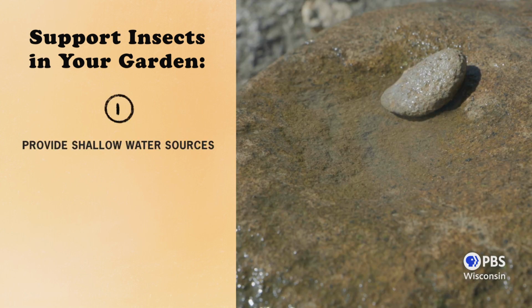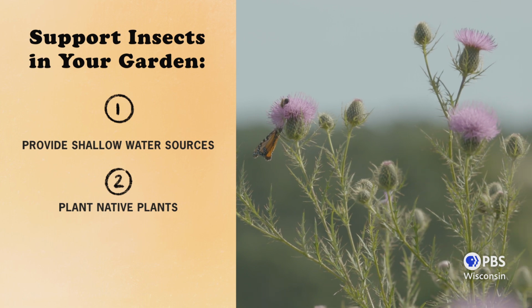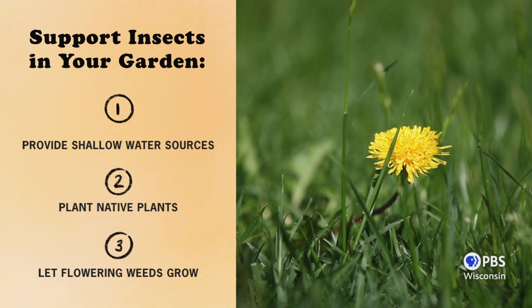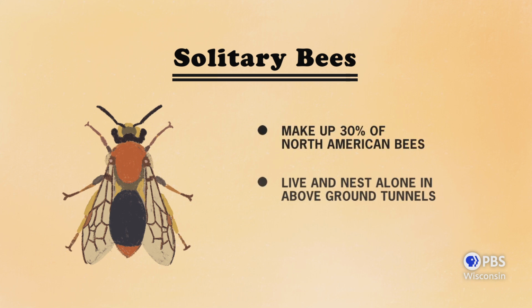Having water sources in your garden, planting native plants, and even deciding to keep some flowering weeds as food sources can be really helpful. About 30% of the 5,000 different types of bees native to North America are solitary, which means they live in above-ground cavities and tunnels. They don't produce honey and they aren't defending a hive, which means they're less aggressive, but they're just as important as all other insects because of their role as pollinators.